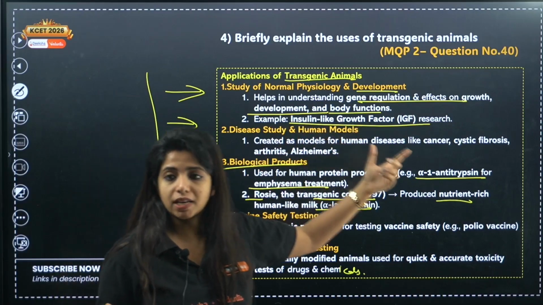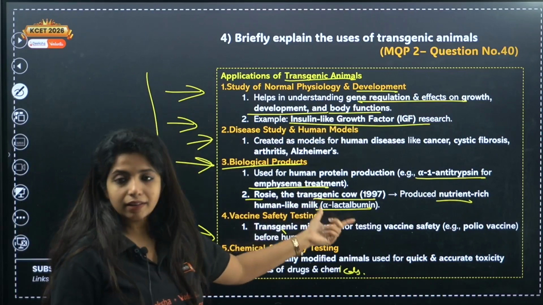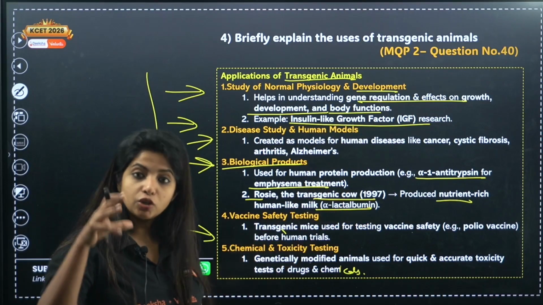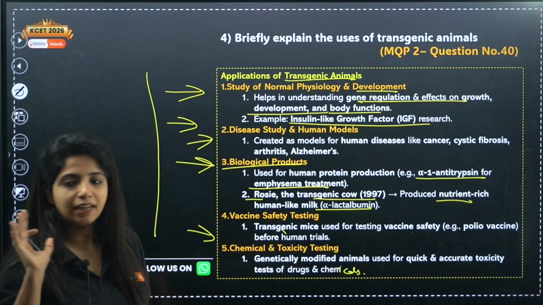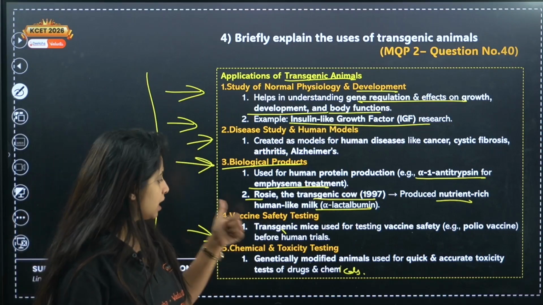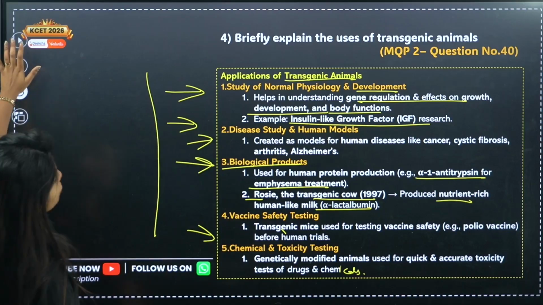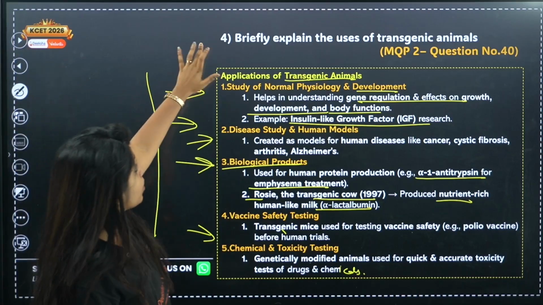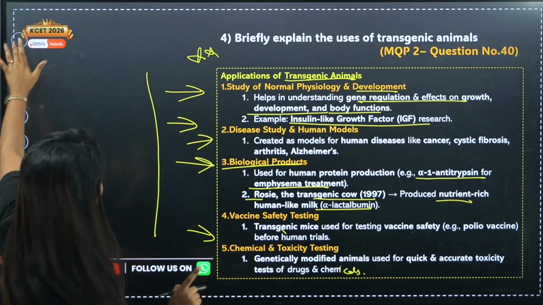Then biological products, as I said, alpha-1 antitrypsin for emphysema, and also alpha-lactalbumin, which is a human milk protein which was made to be produced by Rosie, the transgenic cow, in 1997. Then vaccine safety testing and also chemical and toxicity testing. Done. So these are the uses of transgenic animals. These questions have been repeated throughout the years, so make sure you go through it carefully.